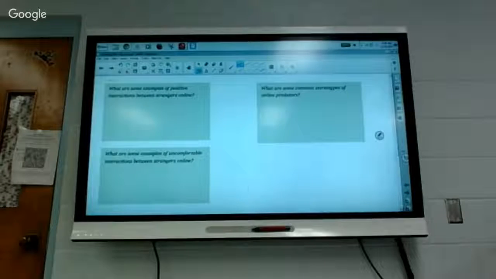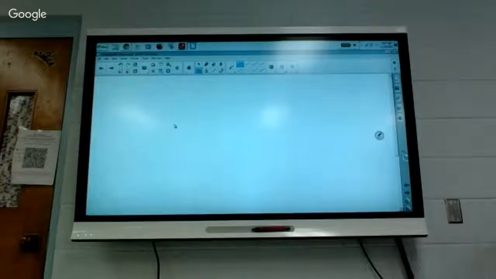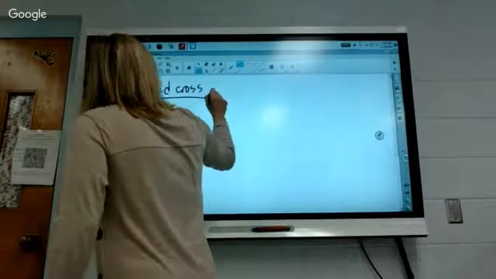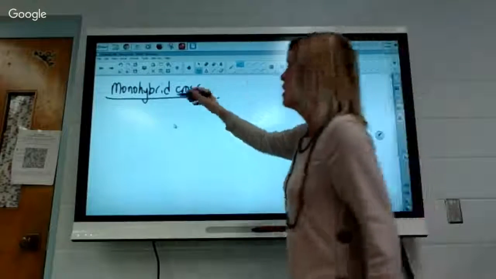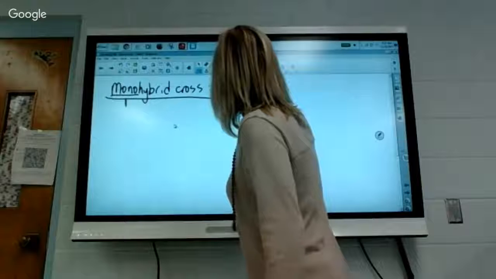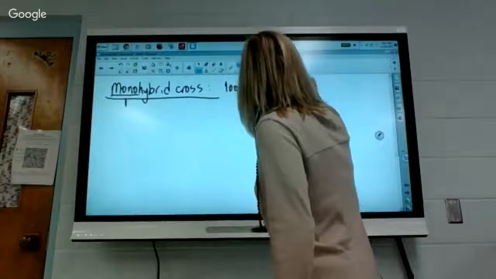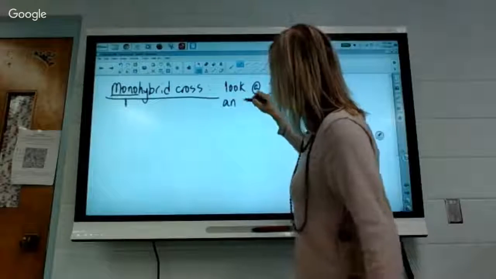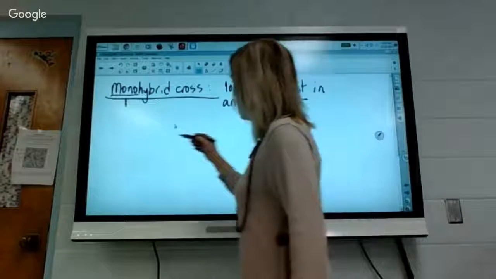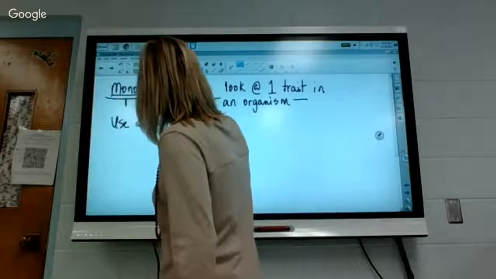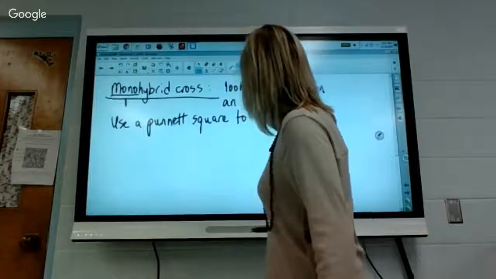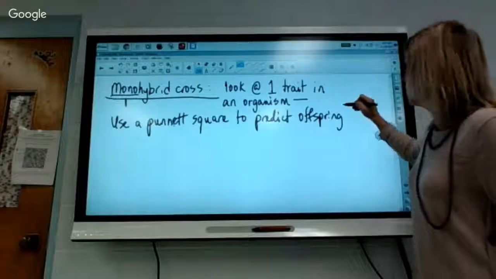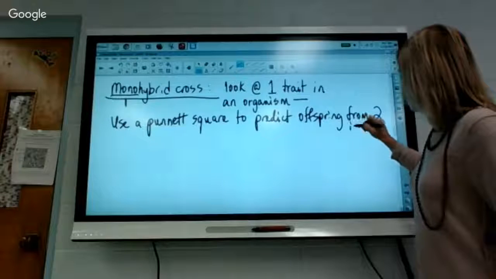Okay. I'm going to move. We'll add another page. That way we have more room. So these are called monohybrid crosses. A cross is a breeding cycle, right? Mono means one. So we're only going to look at one trait in an organism. And we're going to use a Punnett square to predict the offspring of two individuals.